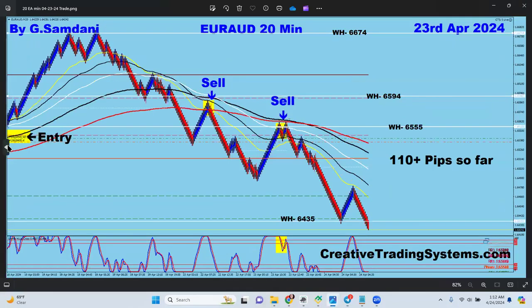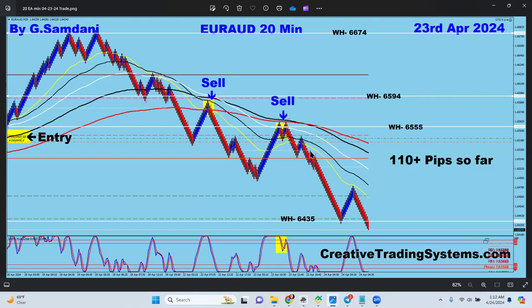Let me show you. You see that? This was the second entry in the session, and straight down to 64.35. I mentioned in the Telegram, I posted that okay, it is going for this number. This is the target. So when it hit the target, I closed this one here.